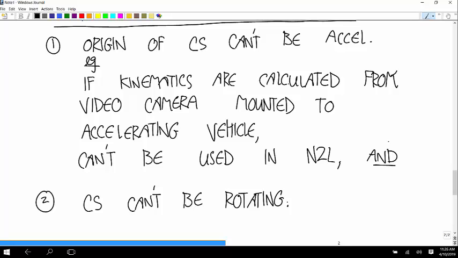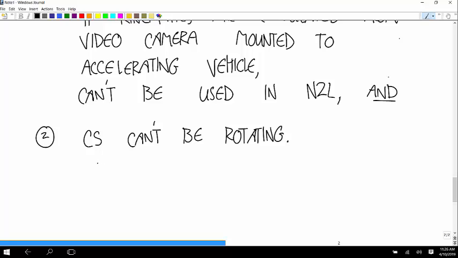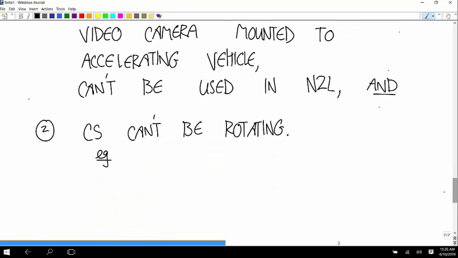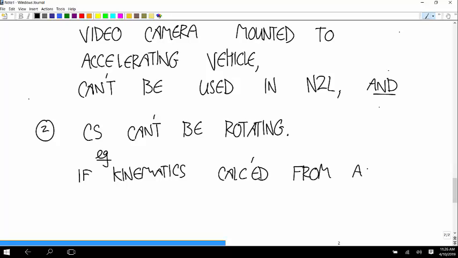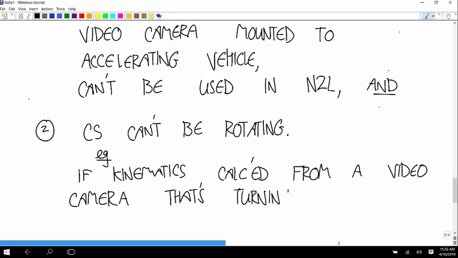And again, you can think of it like this: if you're recording your kinematics, and they are calculated from a video camera going around in a circle, then those kinematics can't be used with Newton's second law.